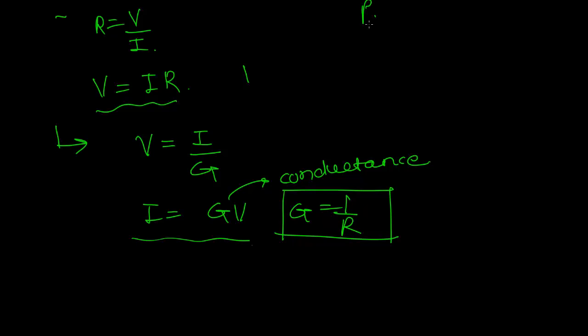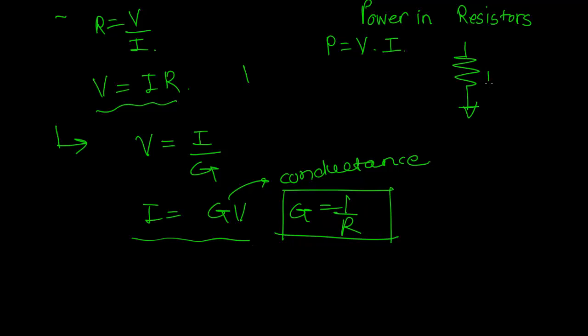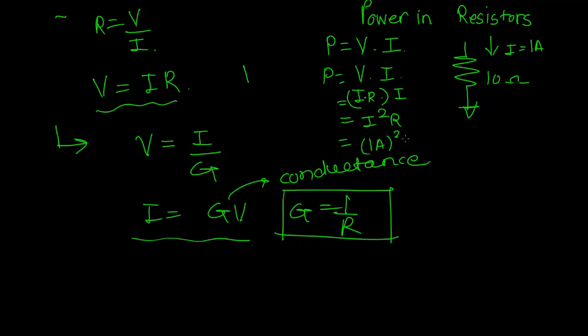Then let's talk quickly about power in resistors. We know that power in any circuit is always V into I, and the same thing applies for a resistor. Suppose there is a resistance of 10 ohms, and a current of 1 ampere going through it. If you want to know the power, you will do V into I. But we don't know the voltage here, but we know V is equal to IR, so I into R for V into I gives I square R. That's equal to 1 amp square into resistance of 10 ohm, so that is 10 watts of power.